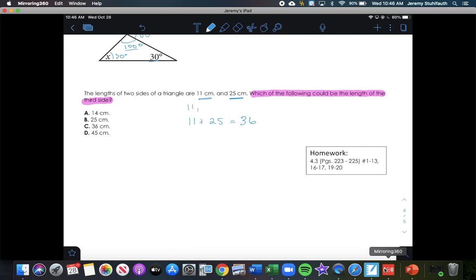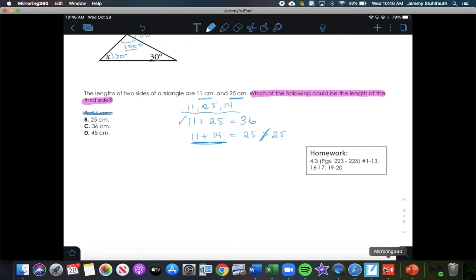So if we had 11, 25, and 14, is 36 bigger than 14? Yes, okay, so that works. So let's check. If we took 11 plus 14, 11 plus 14 is 25. Is 25 bigger than 25? 25 is equal to 25. 25 is not greater than 25. So that means that 14 would not work, okay? 14 does not work because, again, if you add two sides, they have to be larger than the third side.